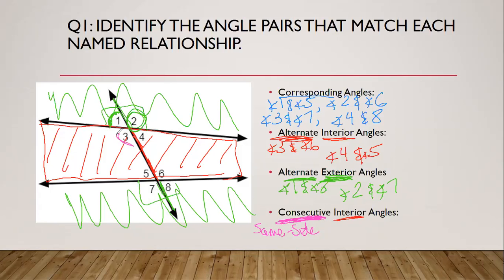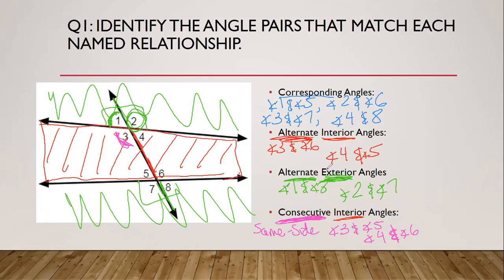So if I'm looking at angle 3 here, again, this angle 3 is from the top quad, so I'm looking at 5 or 6. Which one of these, 5 or 6, is on the same side as angle 3? That'd be 5. So my consecutive interior angle pair is angle 3 and angle 5. They are on the same side of the transversal. And similarly on this one, we have 4 and 6. So angle 4 and angle 6 are also same side or consecutive angle pairs.